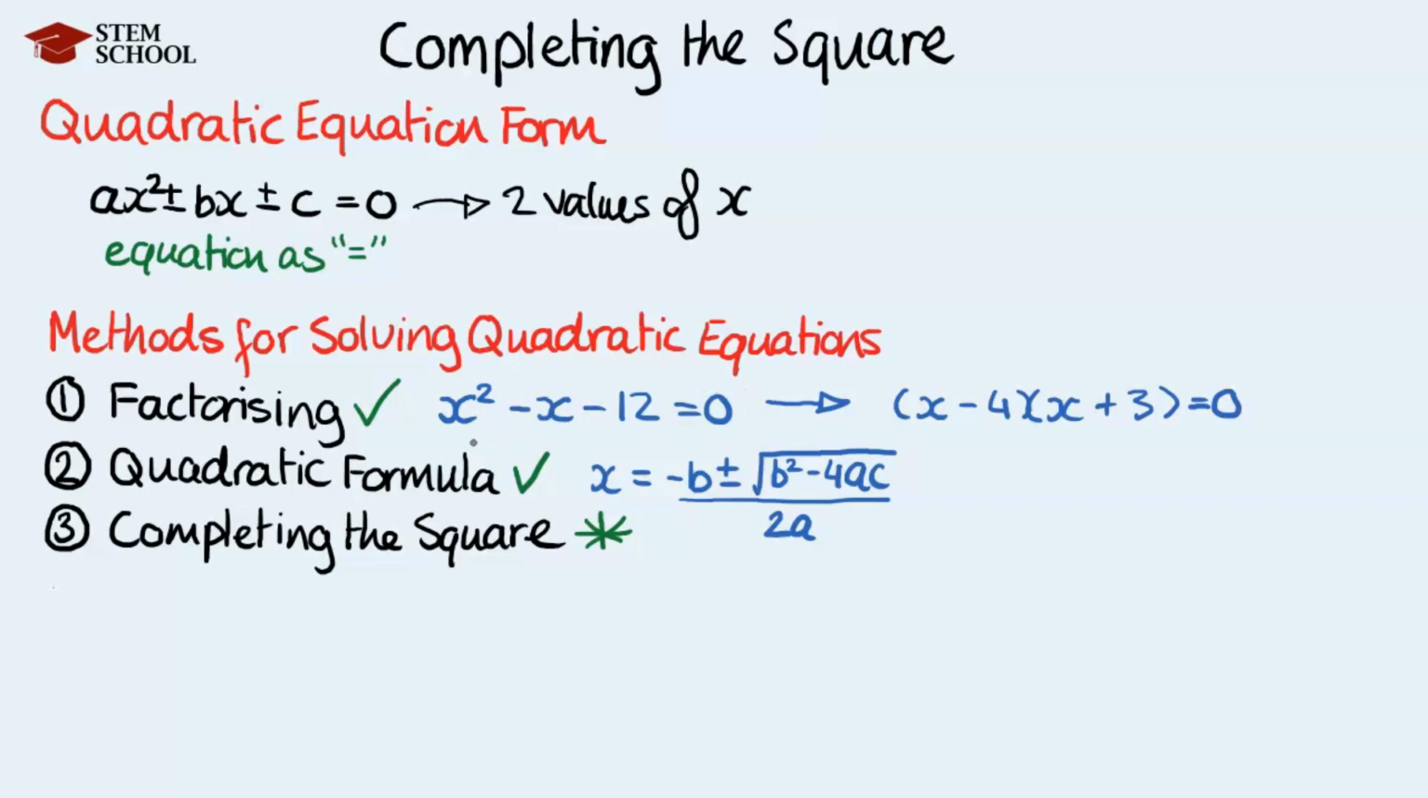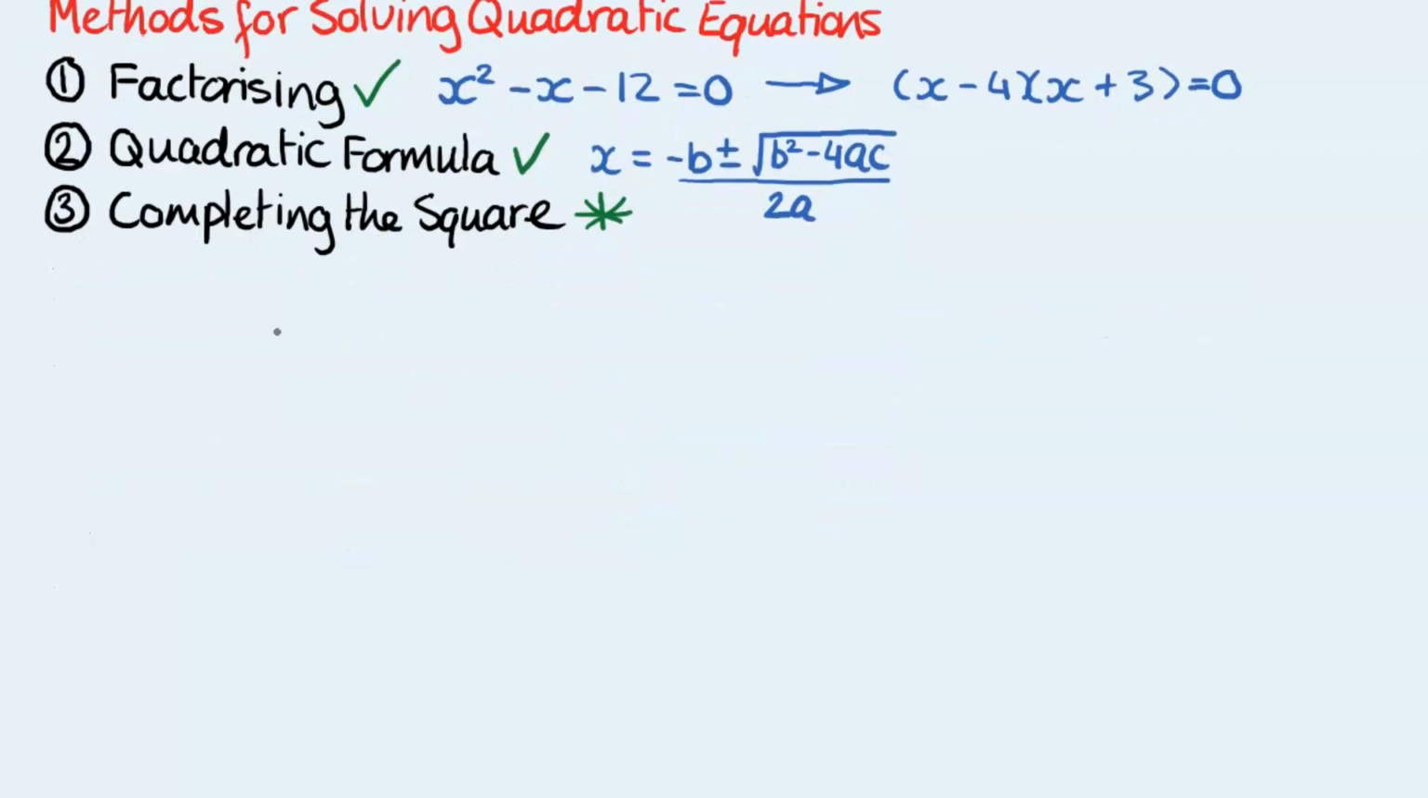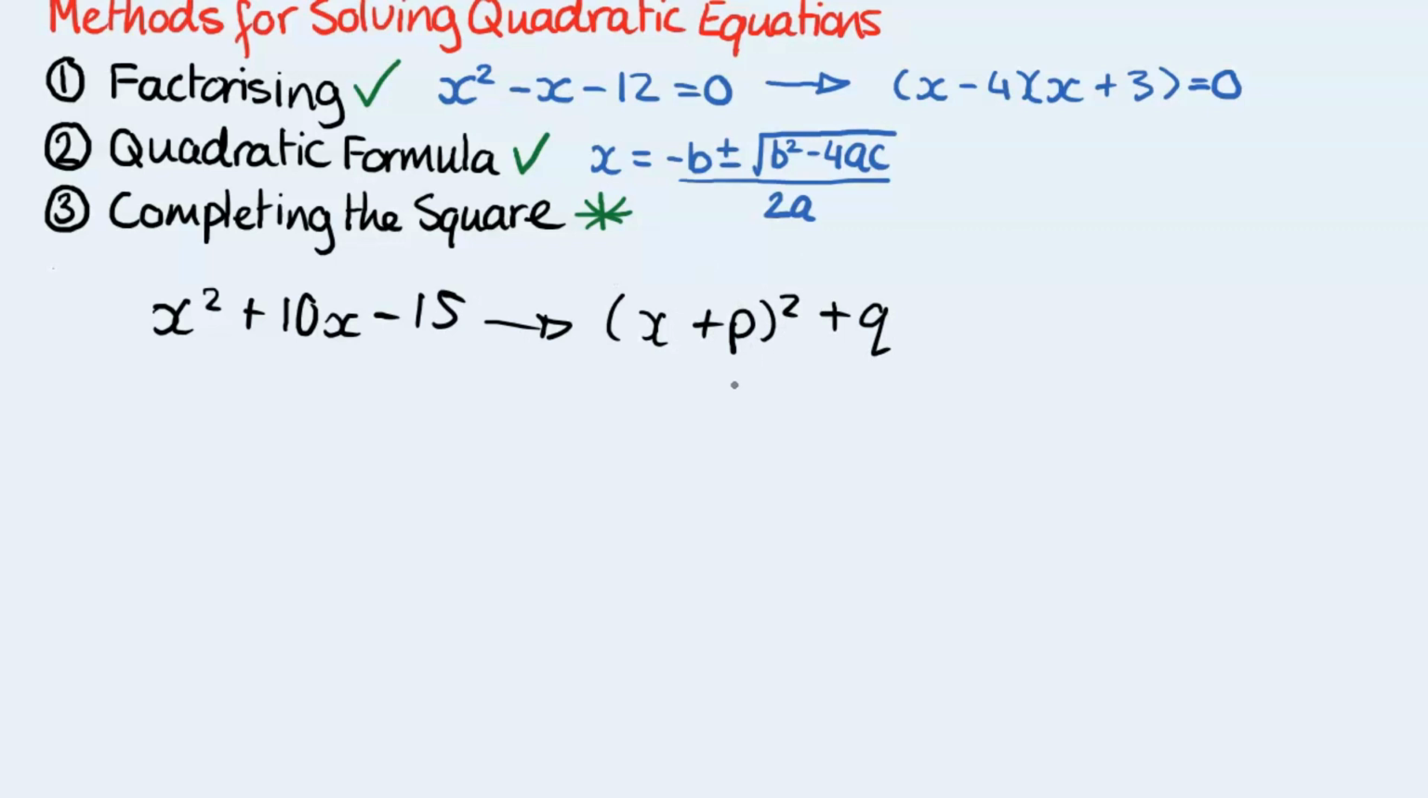So completing the square is the process of writing a quadratic in this form. So say if we had x squared plus 10x minus 15. So we have a quadratic here. Well, completing the square is the process of putting it into this form, x plus p all squared plus q. Okay, so it's this fancy form here. And this is a useful way to write a quadratic because it helps you identify the maximum or the minimum value of a function, as you'll see later on in the algebra topic.